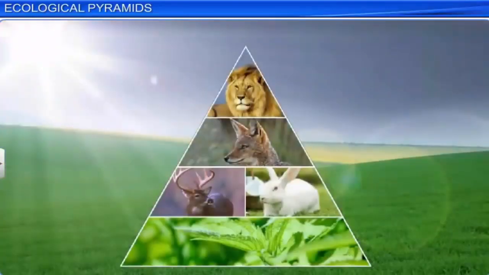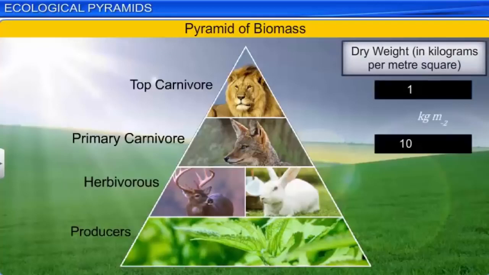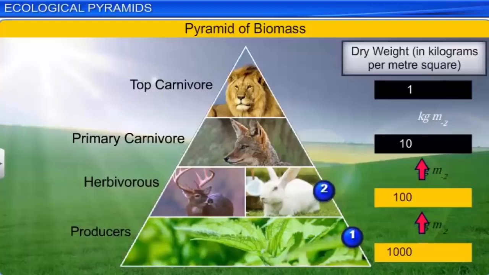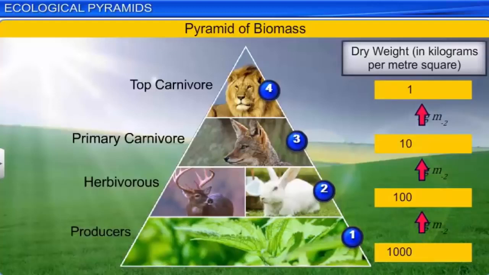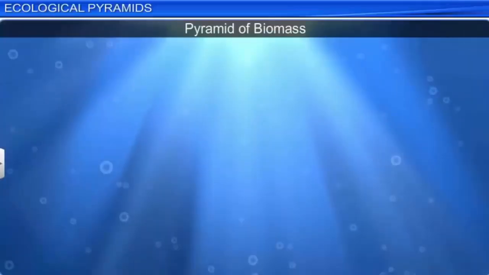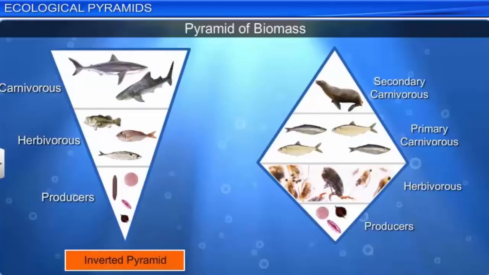Now, let's learn about the pyramid of biomass, which is a graphic representation of biomass present per unit area in each trophic level in an ecosystem. In a terrestrial ecosystem, producers have maximum biomass, which decreases progressively from lower to higher trophic levels. Therefore, the pyramid of biomass in a terrestrial ecosystem is always an upright one. On the other hand, the pyramid of biomass in an aquatic ecosystem is either inverted or spindle-shaped.